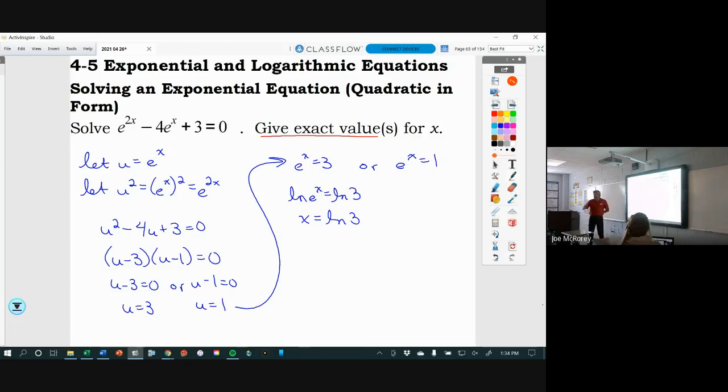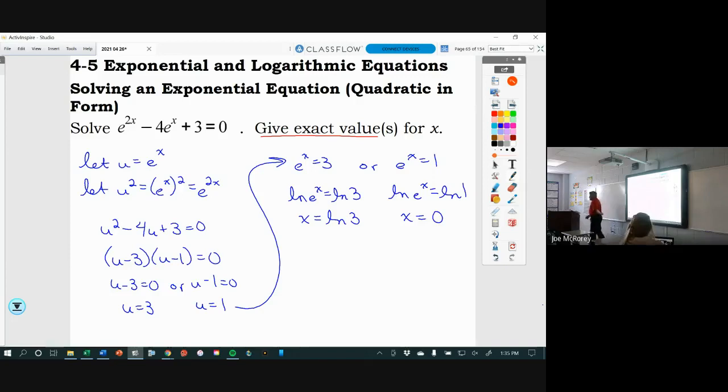And that's going to be the exact answer, because natural log of 3 is going to be some kind of decimal, 1.0986. Natural log of e to the x equals natural log of 1. X comes out front. Natural log of e is 1, so I get x equals the natural log of 1, which is a specific number. Natural log of 1 is 0.